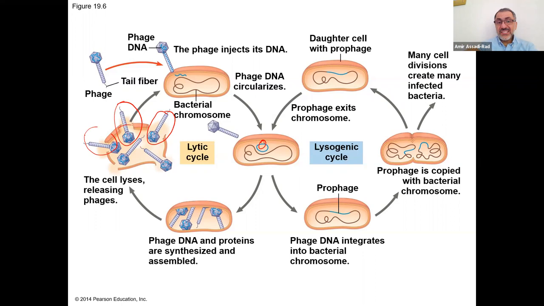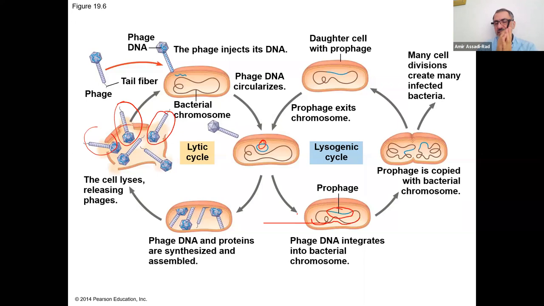What happens is the DNA of the virus right here gets incorporated into the DNA of the bacteria right here. And that's called prophage. The bacteria multiply, the DNA of the virus multiplies. The bacteria multiply, the DNA of the virus multiplies. Nothing happens to the bacteria. Bacteria is healthy, happy, multiplying. Nothing big deal is happening.